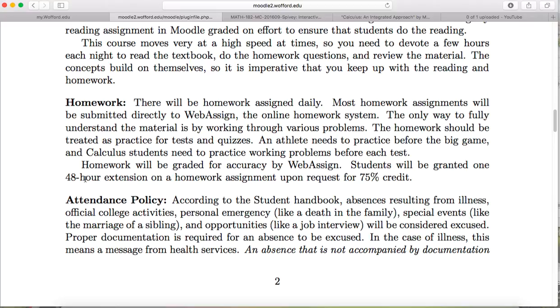And finally, if there are extenuating circumstances like a death in the family, or you're very, very sick, or you're in the hospital, something like that, I'm happy to give you an extension for those sorts of reasons, with no grade penalty. But don't use that automatic extension request in WebAssign. Just email me directly, and I'll grant you an extension that way for those sorts of circumstances.